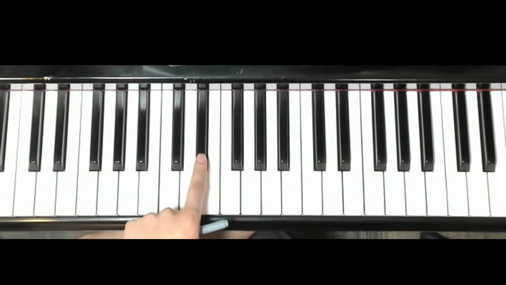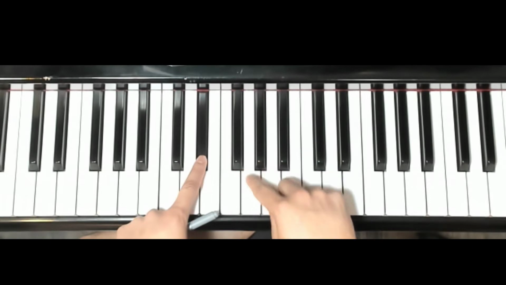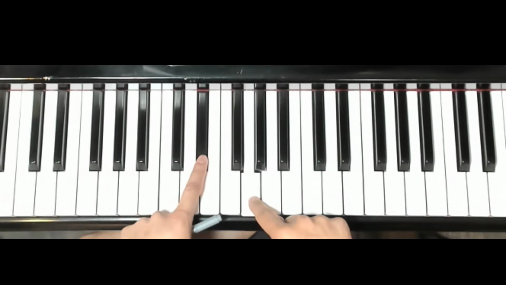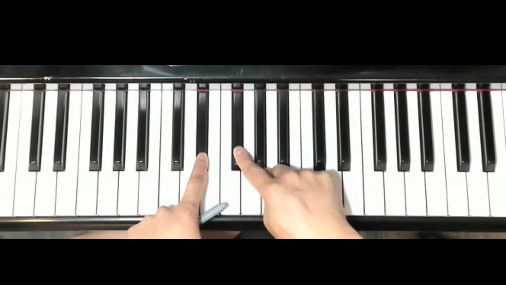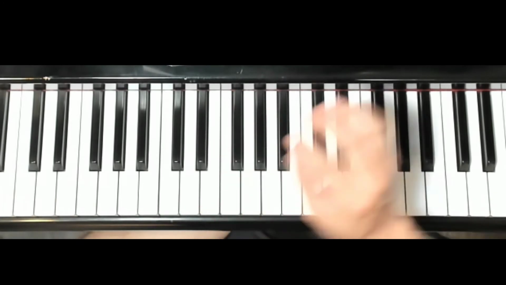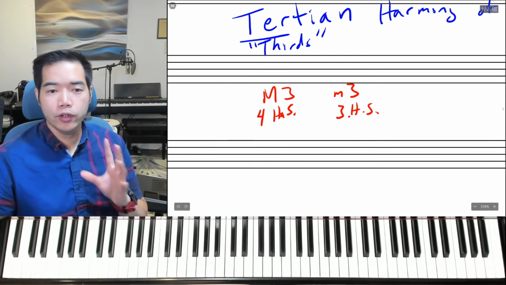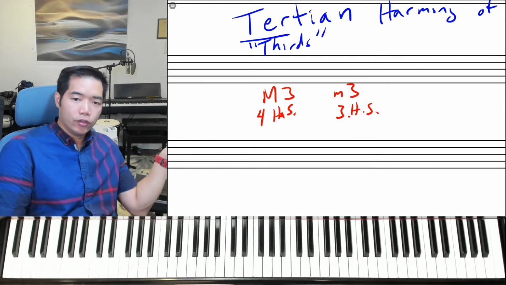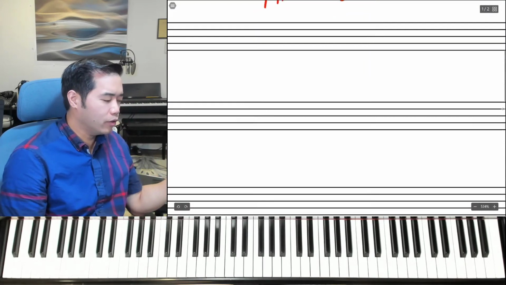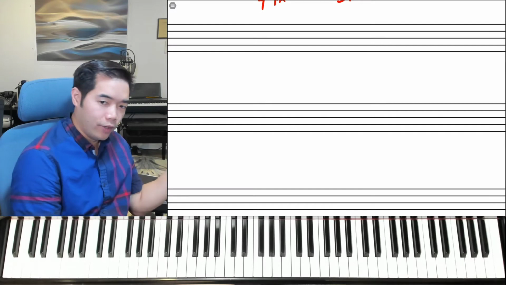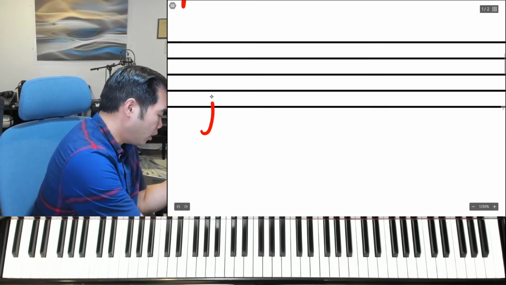Let's say we're starting from the note E flat. If I go up 4 half steps, 1, 2, 3, 4, major third, and 3 half steps for minor third. 1, 2, 3, minor third. Okay. So that's how we're determining major and minor thirds. So you want to have a good sense of the difference between these thirds before thinking about tertian harmony. If you're struggling with major and minor thirds, tertian harmony is going to be a bit of a leap at this point. So let's take a look at what it looks like on the staff.